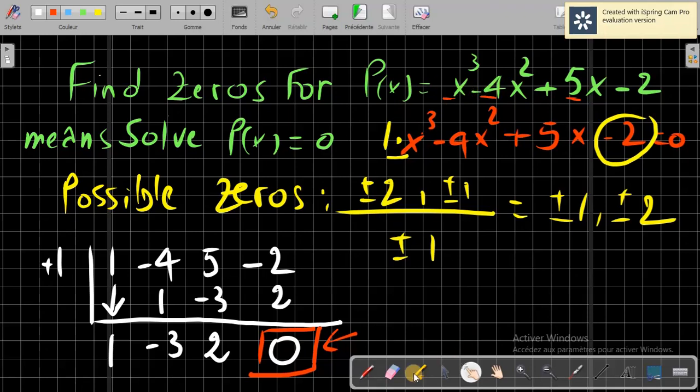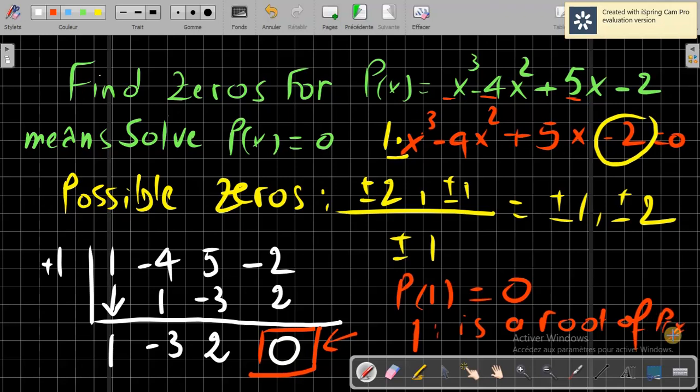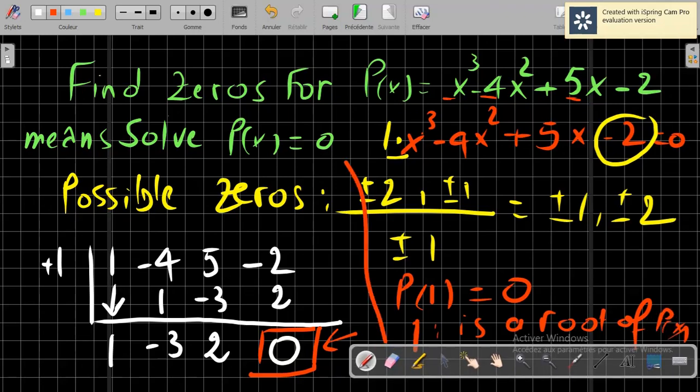That means if you calculate p of 1, it will give you 0. If you try to plug in and check the old way, you will find out that p of 1 is equal to 0. That means that 1 is a root of p(x).